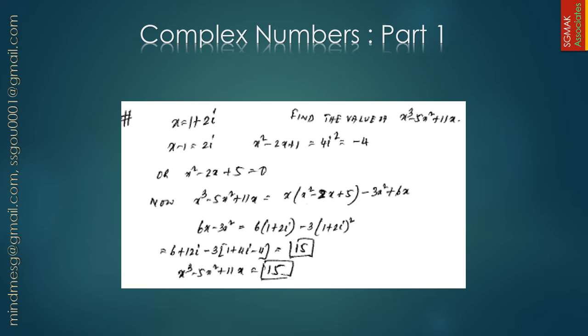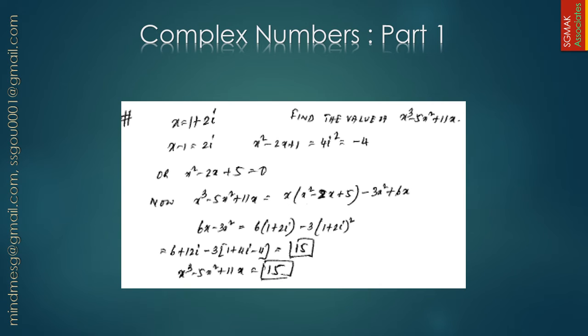Given x equals 1 plus 2i, find the value of x cubed minus 5x squared plus 11x. So x is 1 plus 2i, so x minus 1 is 2i. Squaring both sides, we get x squared minus 2x plus 1 equals minus 4, or x squared minus 2x plus 5 equals 0. Then we factorize x cubed minus 5x squared plus 11x. We break it into what's known, x times (x squared minus 2x plus 5), and what we're left with is minus 3x squared plus 6x. The expression within the bracket is 0.